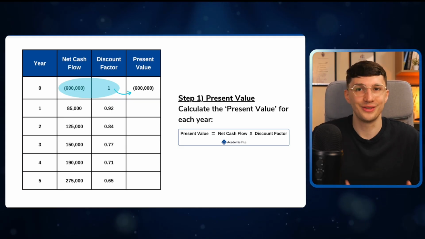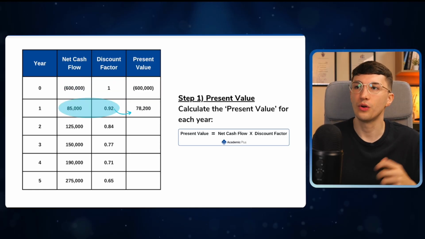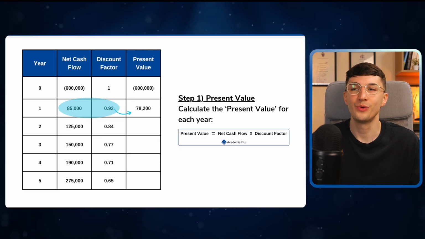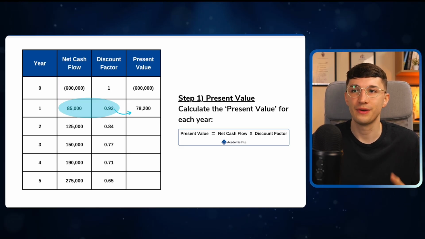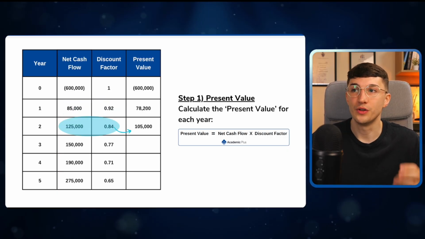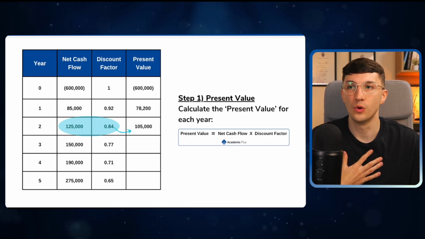So in today's world, it's still going to be worth the exact same amount. So it's minus 600,000. After 1 year, our net cash flow is 85,000. Well, if we times that by 0.92, we get a present value of 78,200. When we look at year 2, we do the net cash flow of £125,000 times by 0.84, which gives me a present value of 105,000.